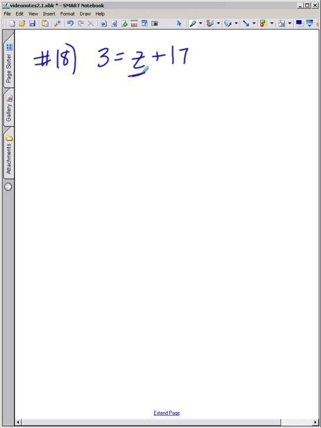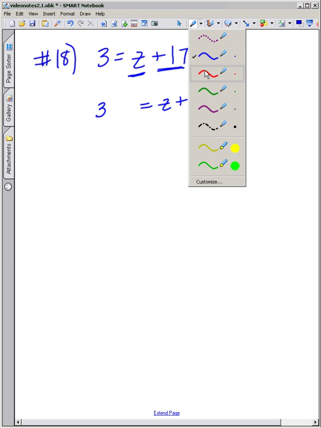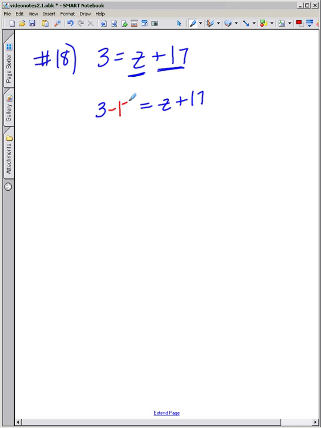Our goal is to get the variable on one side, the number on the other. So if I want to get the z by itself, I've got to remove this plus 17. Well, what will remove adding 17 is subtracting 17. So we apply the addition property of equality to both sides, and we subtract 17. Okay? Because z plus 17 minus 17, those are eliminated. So we just get z is equal to 3 minus 17.